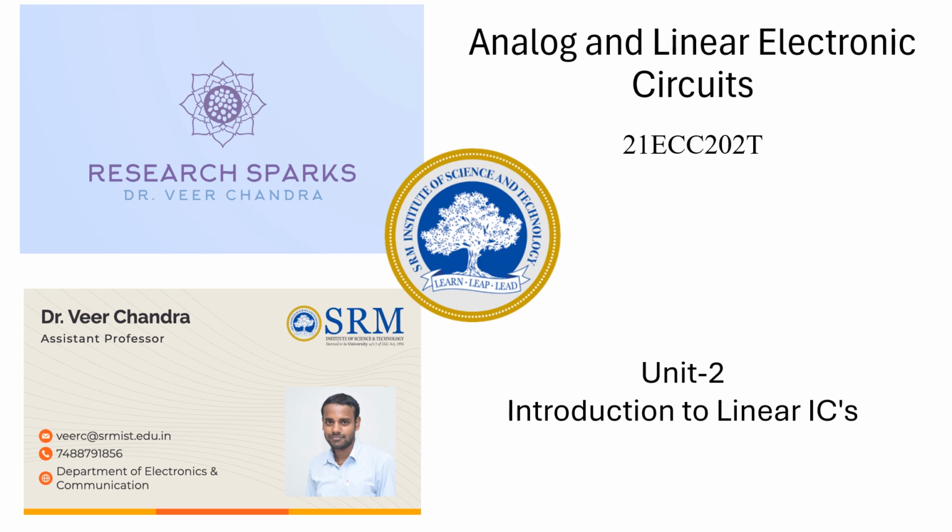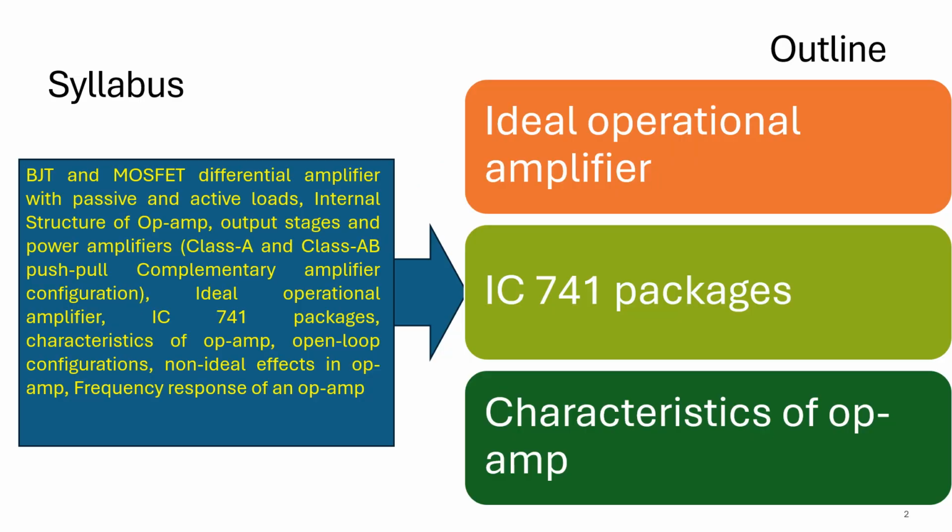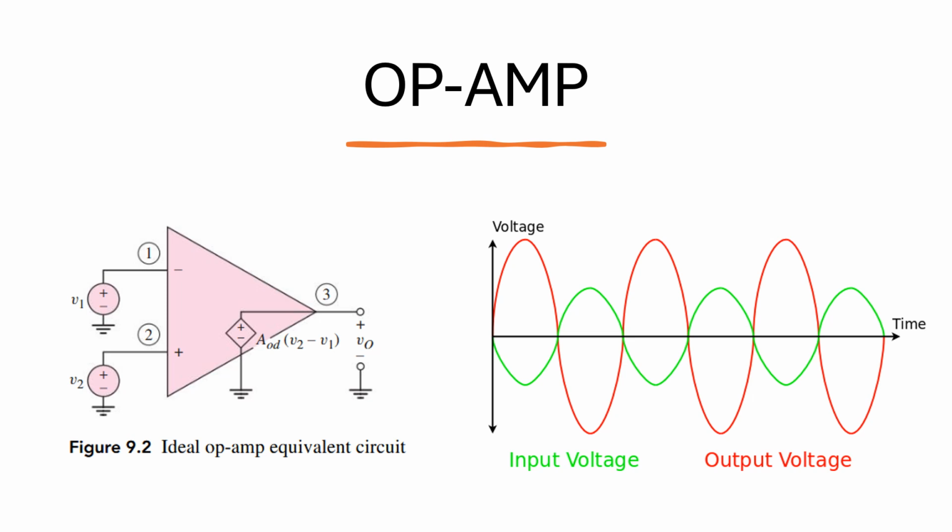So here we are going to talk about the course Analog and Linear Electronic Circuits. Currently we are running in Unit 2, that is the introduction to linear ICs, and this is part 3 of our Unit 2. In this session we are mostly going to talk about the ideal operational amplifier, followed by the IC741 package and the characteristics of the operational amplifier.